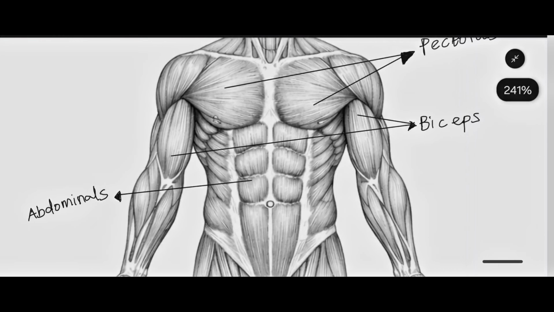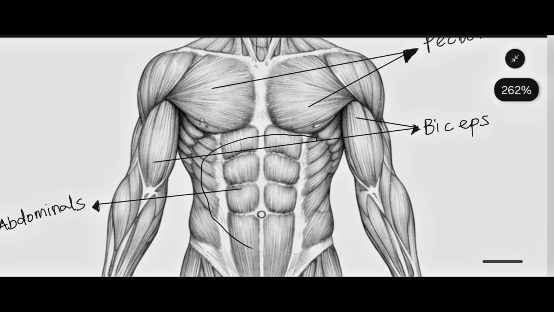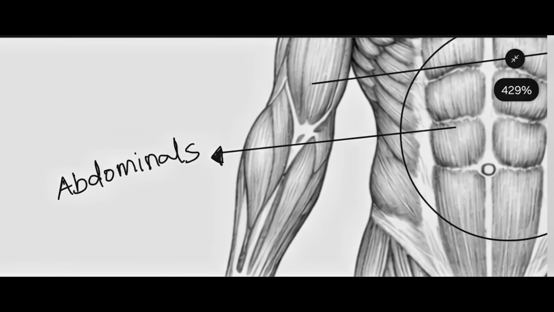Next, we have your abdominals right here. So this whole area is made up of your abdominal muscles, and your abdominals are important for trunk stability, posture, and transferring force between the upper and the lower areas, and sideways as well, of your body.